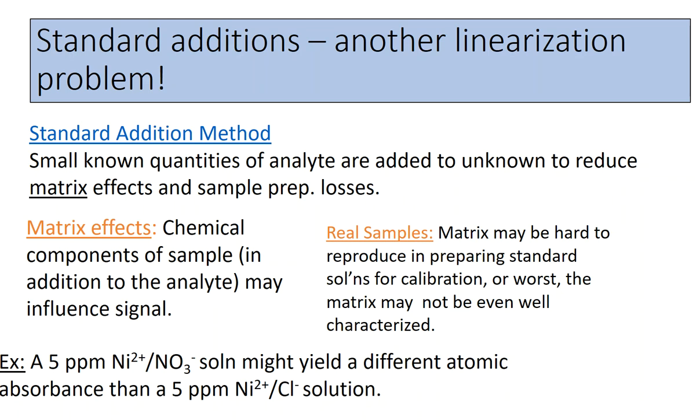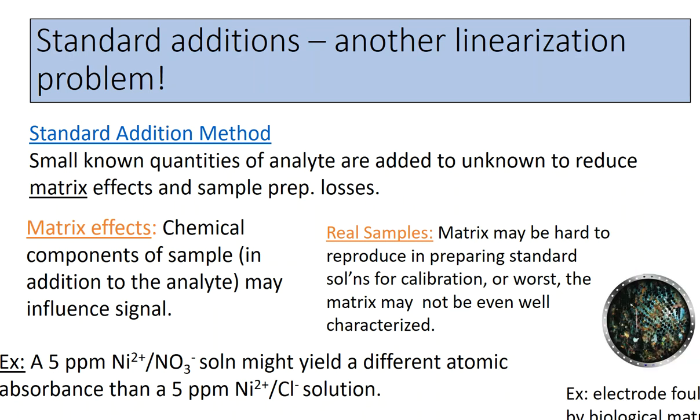Another example would be electrode fouling. So if you have a biological sample and you stick your electrode in it, components of that biological matrix might stick to your electrode surface and suppress the signal that you were expecting to see. So what can we do instead? Instead of using a standard solution that's prepared in pure water and comparing that to our analyte, which is in a dirty matrix, we need to prepare our standard in a matrix that's identical to our unknown. That's what standard addition is for.